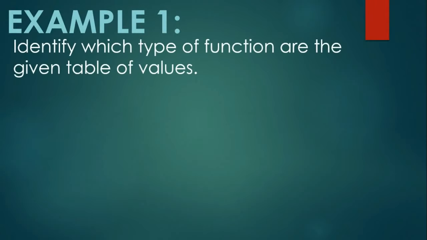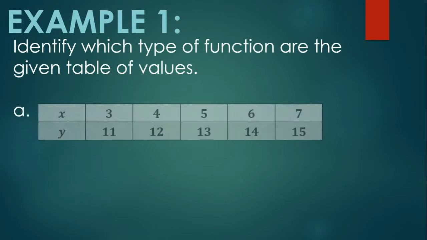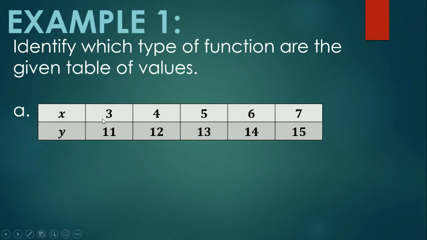Example 1. Identify which type of function are the given table of values. A. We have this table of values. So looking at the x values, as you can see, consecutive numbers yung nasa x. We have 3, 4, 5, 6, and 7. So take note, yung test na ito, yung test doon sa previous slide, para malaman kung linear function, quadratic function, or exponential function, applicable lang siya as long as consecutive numbers yung nasa x values natin. Just like in this example, kung consecutive numbers sila, 3, 4, 5, 6, and 7.